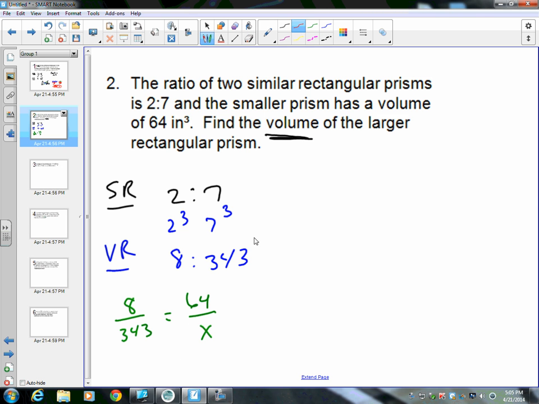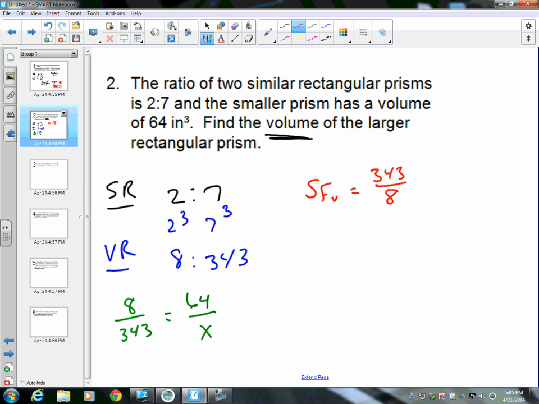Instead, I'm going to use this volume ratio to come up with kind of like a scale factor for our volume. So I'm going to call it scale factor for volume. And all we do is the exact same thing. We're going to set this up, instead of as a fraction, remember the scale factor is basically like it's upside down. So 343 over 8.